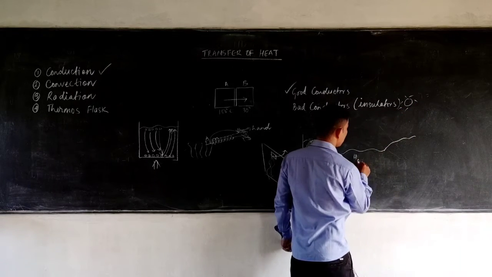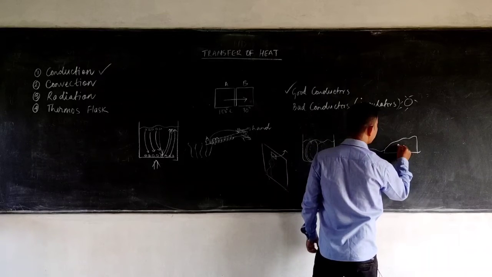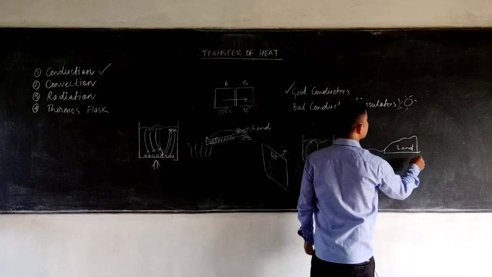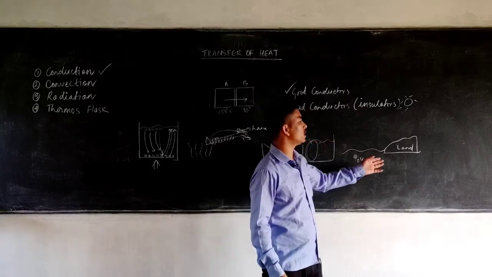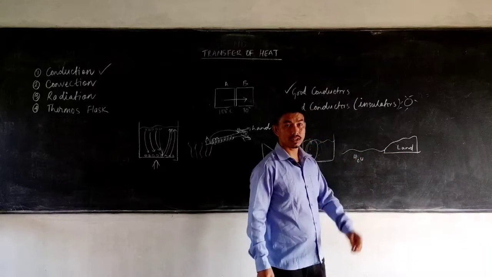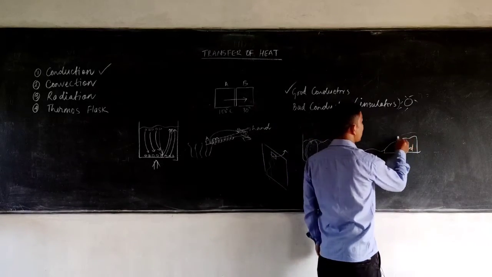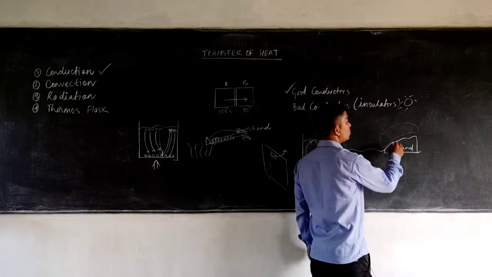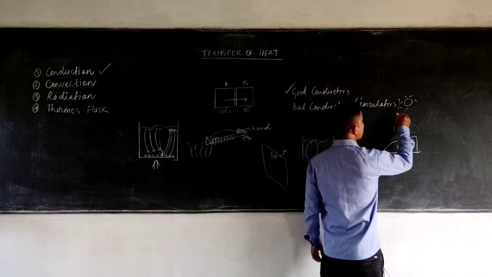So this is water and this one is land. Usually during the daytime, which one will be hotter? The land is hotter than the water. Okay, so the air above the land gets heated up, so it rises upward.